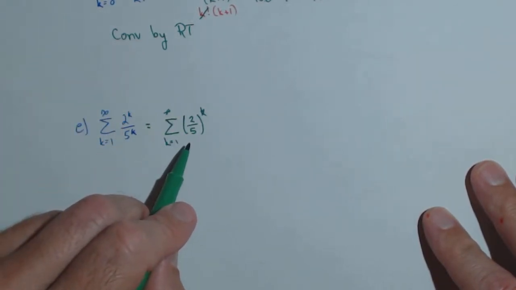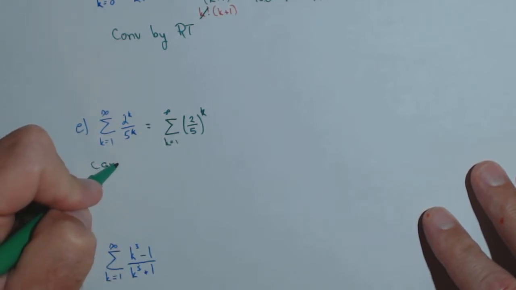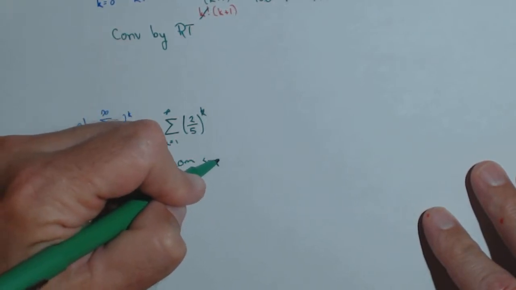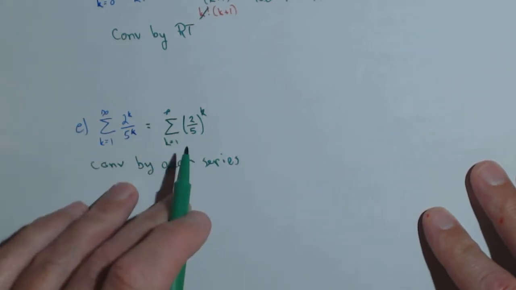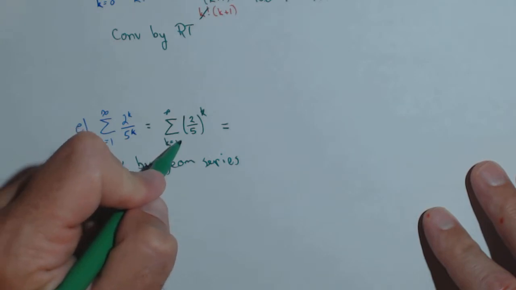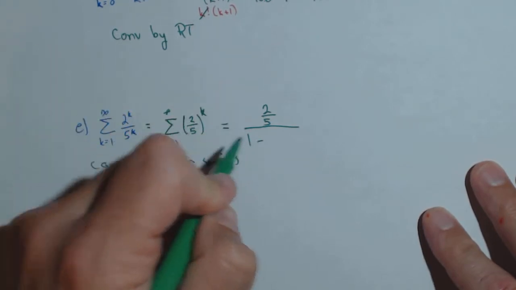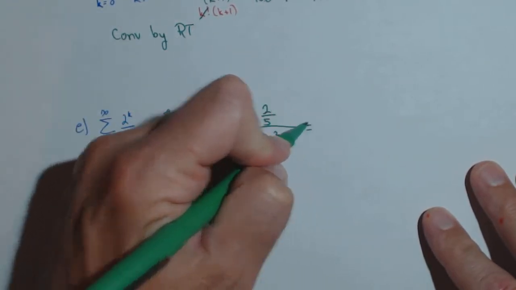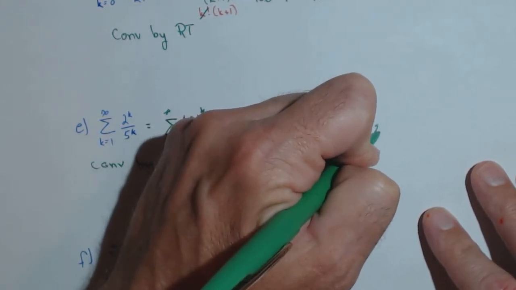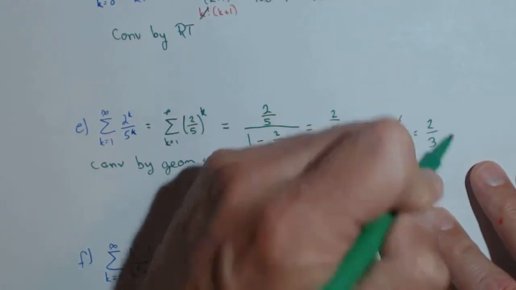What I have now is a geometric series with a common ratio less than 1, so this is convergent by geometric series. And not only do I know it's convergent, I'm going to be able to find its sum, because it's going to be the first term. So plugging in 1, my first term is 2/5 over 1 minus my common ratio, which is 2/5. So I get 2/5 over 3/5, or 2/5 times 5/3, and we get a sum of 2/3.